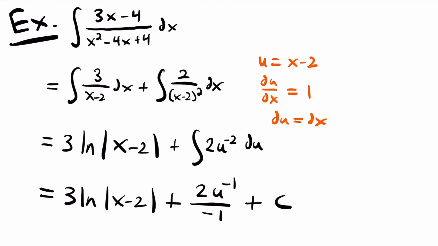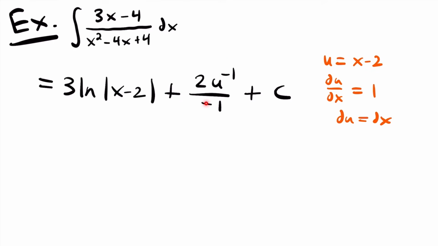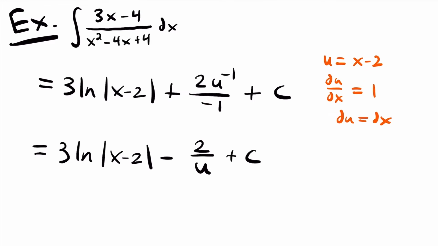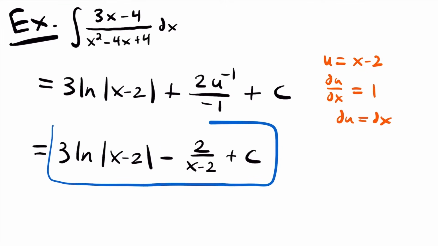Now if I clean up my work again, we can simplify this. We can pull this negative to the outside, and then move u to the negative first power back to the denominator so that it is a positive power of 1. So this will be equal to 3 times the natural log of x minus 2 minus 2 divided by u plus c. Okay, so that negative came out, and we moved u to the negative first power to the denominator. So now all we have to do to finish this solution is replace u with what we set it equal to, which is x minus 2. So if we rewrite u, we'll have 2 divided by x minus 2, and this is the full solution to this integral by using partial fractions.